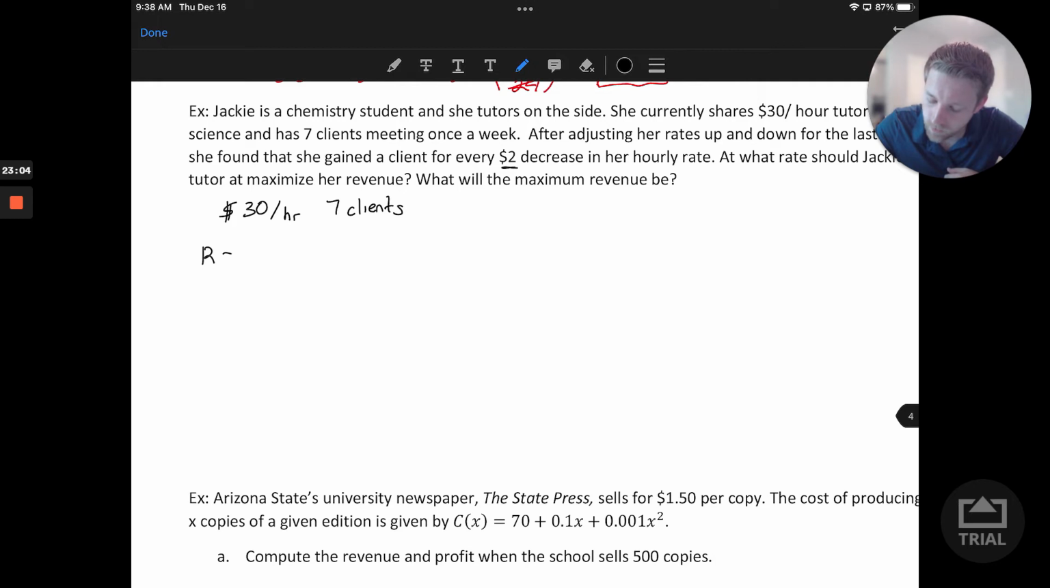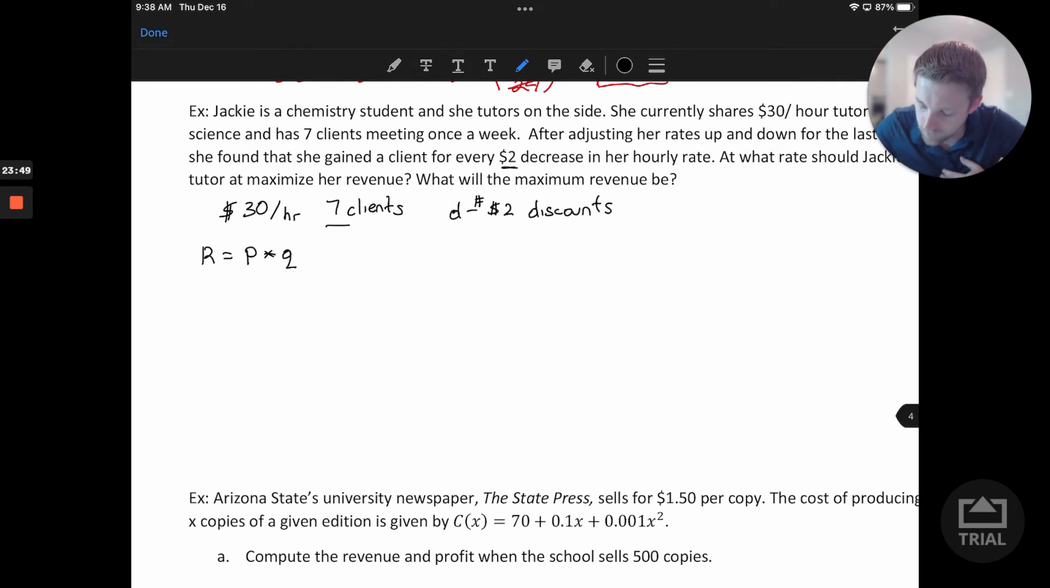Her revenue, again, is going to be her price times quantity, and in this case, quantity is the number of clients she has, so P times Q. So if we consider the P times Q here, well, currently her price is $30, but we're considering for every discount, we'll maybe just call this D as the number of $2 discounts. So this is the number of $2 discounts. Well, for every $2 discount, she anticipates gaining 1 client.